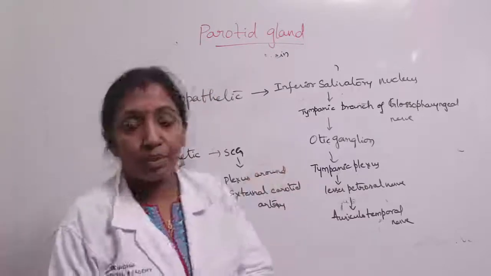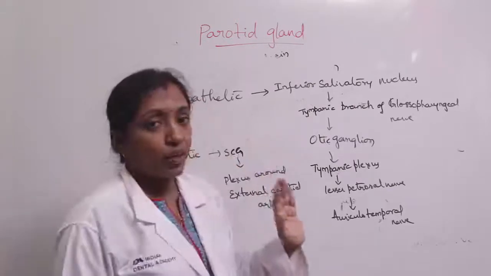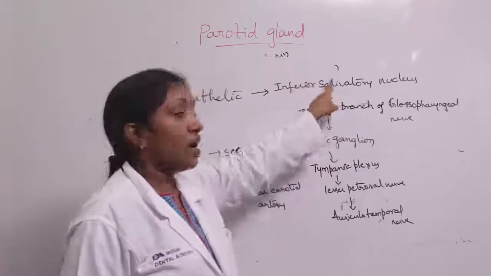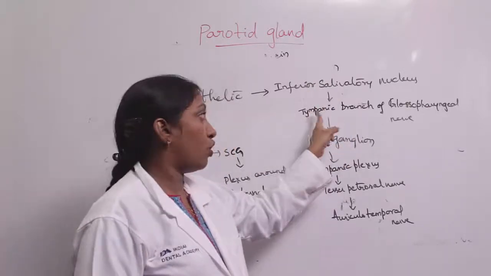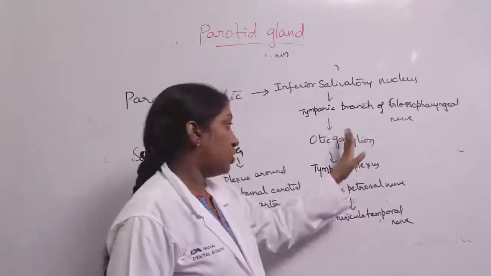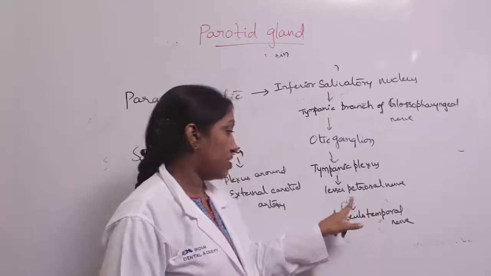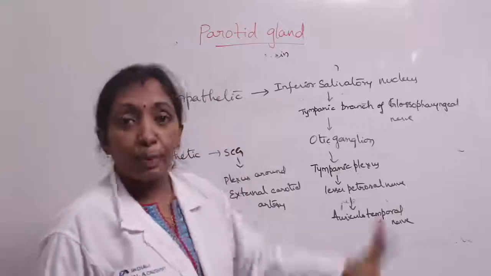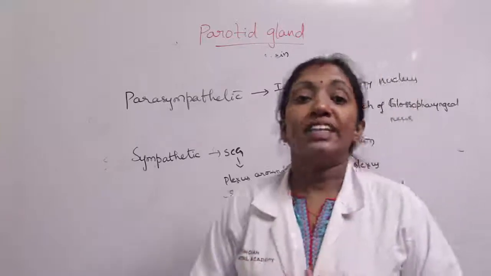The stimulation of the parasympathetic fibers causes watery rich secretions. Again, the preganglionic parasympathetic fibers arise from the inferior salivatory nucleus of the medulla, and they relay in the otic ganglion. From the otic ganglion they form the tympanic plexus, and through the lesser petrosal nerve they reach the gland. It is supplied to the gland by the auriculotemporal nerve. So that's about the parasympathetic innervation of the gland. The stimulation of the parasympathetic fibers causes watery rich secretions.